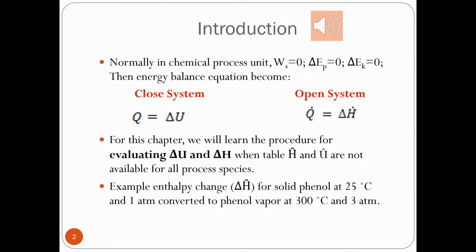When I say we can't easily refer to any tables, as you can see in this example, there's one example here where you need to calculate the enthalpy change for solid phenol at 25 degrees Celsius and 1 atm. It is going to be converted also to phenol vapor at 300 degrees Celsius and 3 atm. So when you see this question, you can see that there are too many things happening actually.